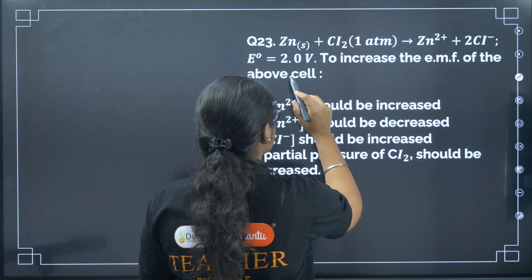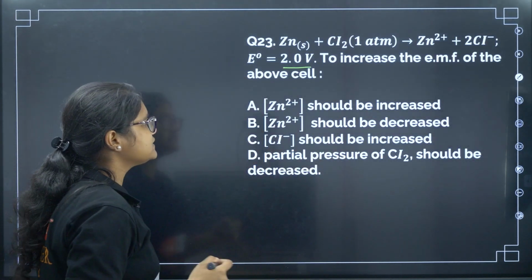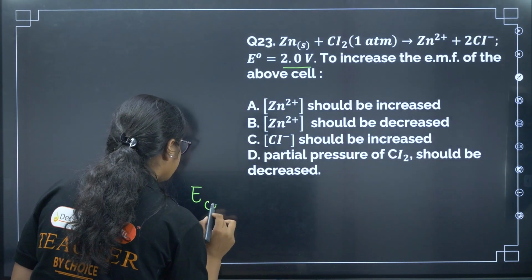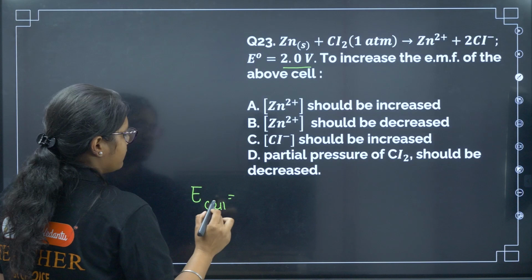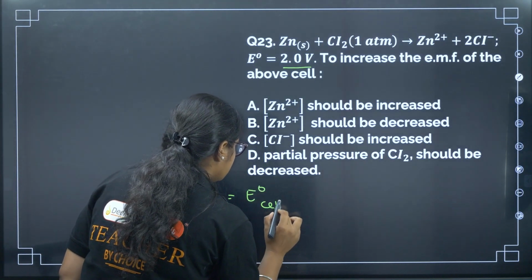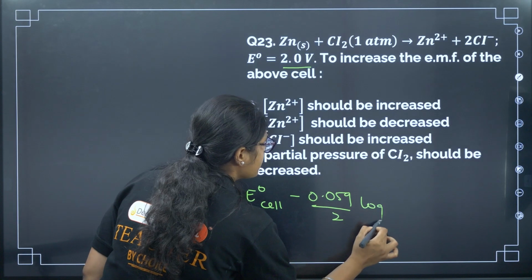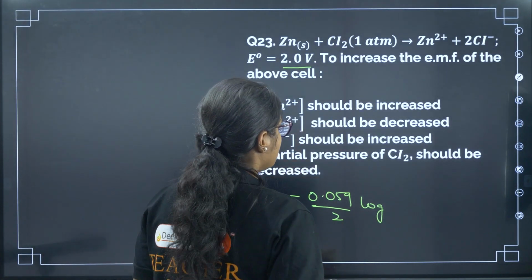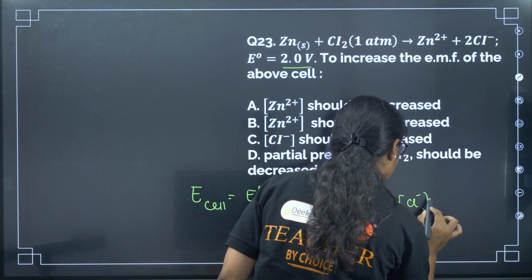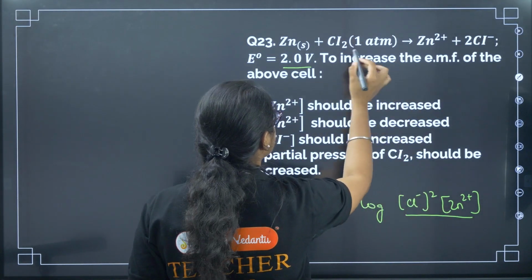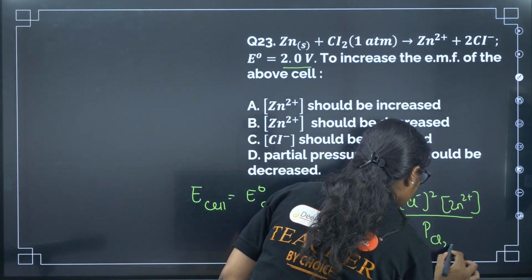Okay. So the E0 of the cell is given. To increase the EMF of the cell, what should we do? First, let us write the equation. E of the cell is equal to E0 of the cell minus 0.059 by 2 log of... Now if you see, in the log we have the chlorine minus ion squared, the Zn2 plus ion, and then on this side we have the pressure of chlorine.